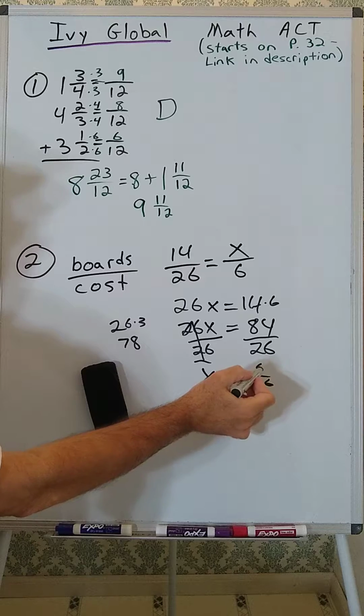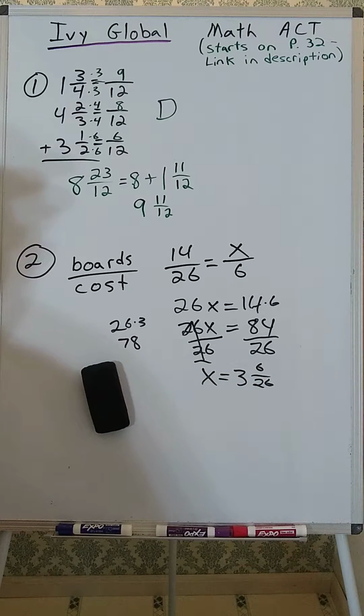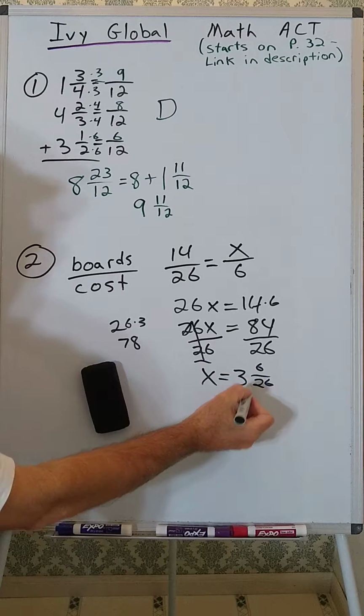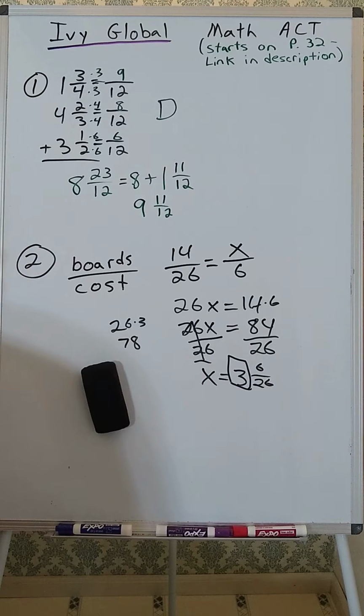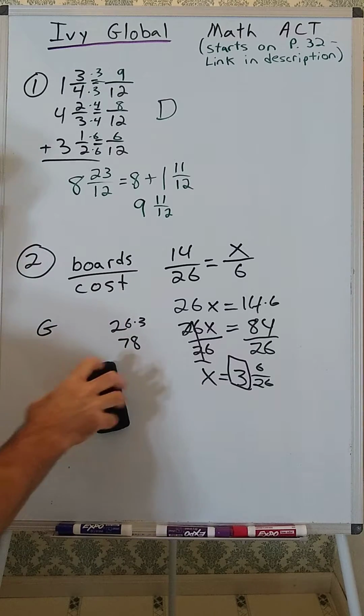Well, I'm not going to be able to buy 6/26 of a board. I'm going to have some change. So I'll be able to buy 3 boards. And that is G. So the answer to 2 is G.